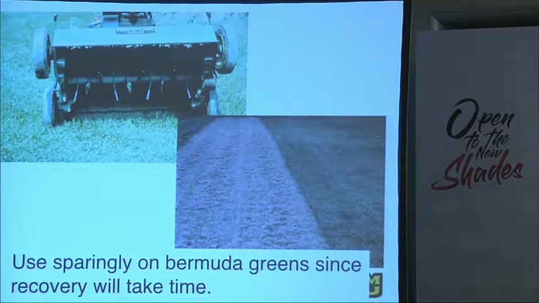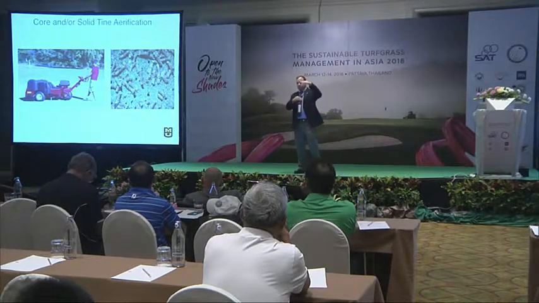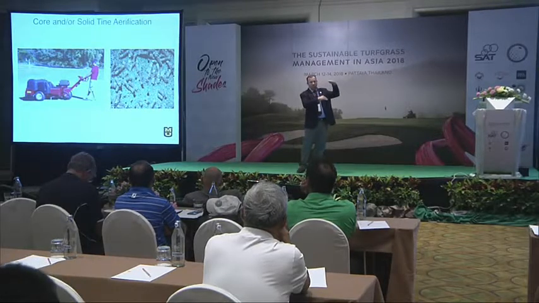Obviously, verticutters can be used. Be a little bit careful with these on Bermuda grass greens when you're not actively growing very quickly, because you can get a little bit too aggressive. But for the most part, you want to try and remove that thatch, and verticutting is one way to do it. And then also core and solid tine aerification, making sure that you're getting air into the root system and into the soil profile.